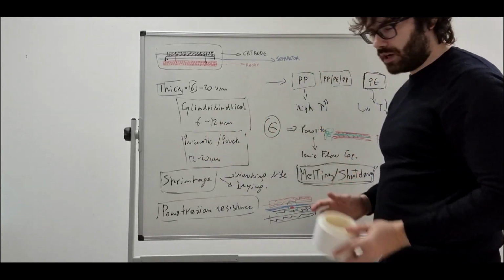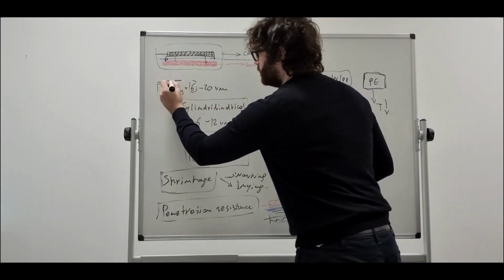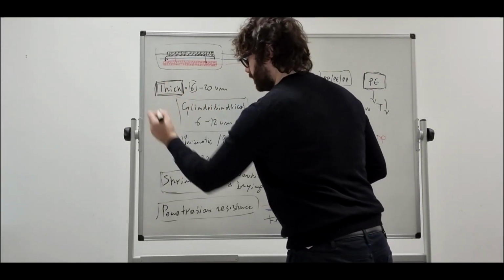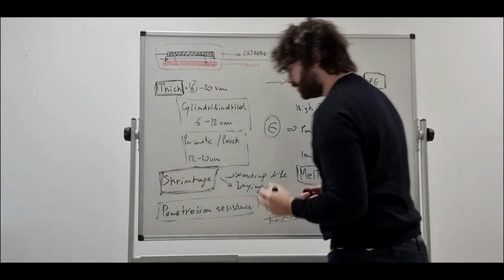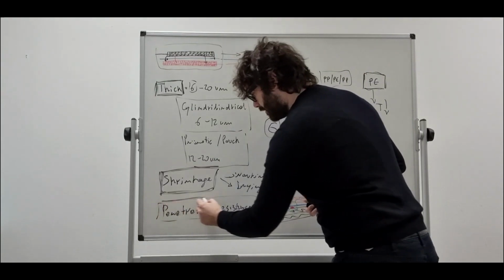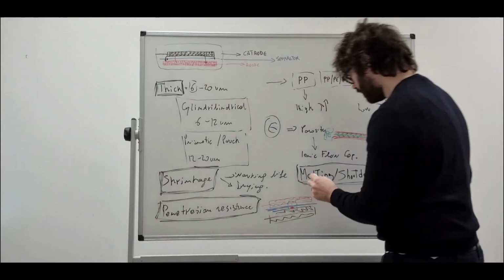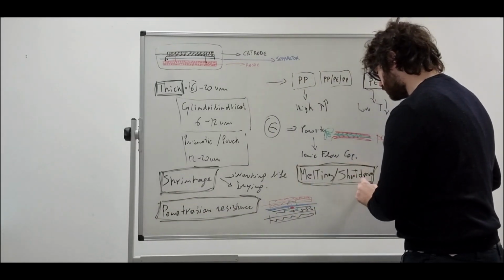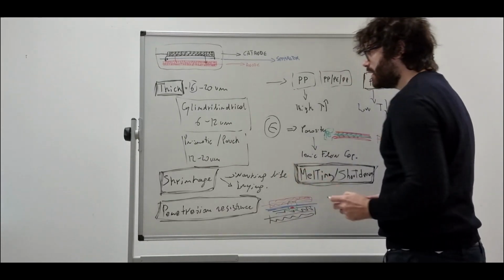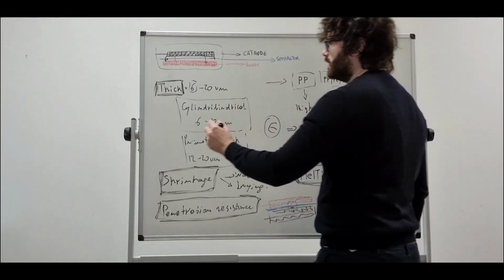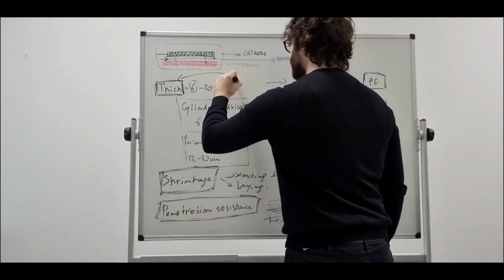So coming back to our properties, we can say one property is the thickness. Okay, one property is the shrinkage, the resistance to shrinkage, the penetration resistance. Okay, the melting or shutdown temperature. Okay, and for sure, related to the thickness, we can say the density.